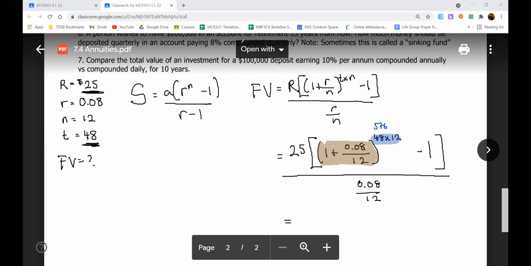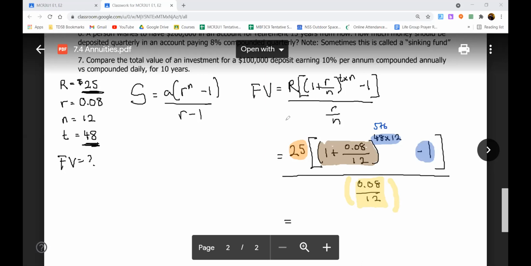Right. And then you're going to subtract the answer by 1. And then you are going to multiply by 25. And then you are going to divide by this entire fraction. What do you get? I got a slightly bigger number. Maybe there was, oh, slightly smaller.